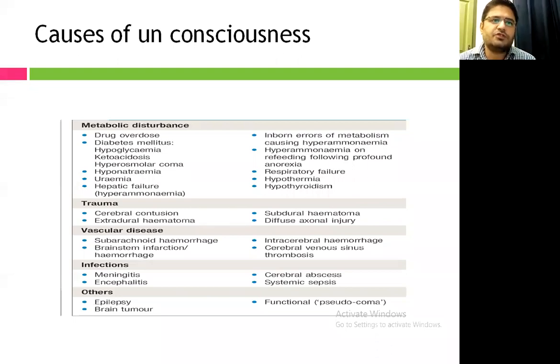Trauma causes include cerebral contusions, diffuse axonal injuries, and extradural and subdural hematomas. Vascular diseases are usually subarachnoid hemorrhages, brainstem infarction or hemorrhages, and intracerebral hemorrhages. A patient with an ischemic stroke of cerebral origin usually doesn't present with unconsciousness. They usually present with monoplegia, hemiplegia, or difficulty in speaking or swallowing.